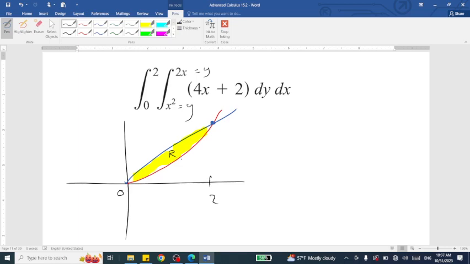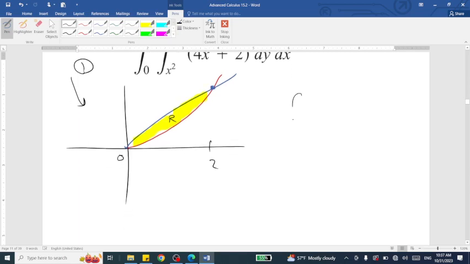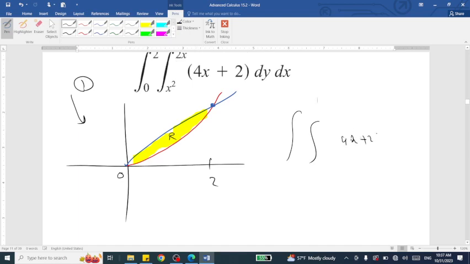So how do we find it? I say reverse. I'm not going to solve it for you, I'm just going to reverse it for you, because the other is a primary integral. How do we change that one? You will sketch by the given. This is the first. The second, you need to reverse it. Okay? So I say equal to the integral of 4x plus 2 dx dy.